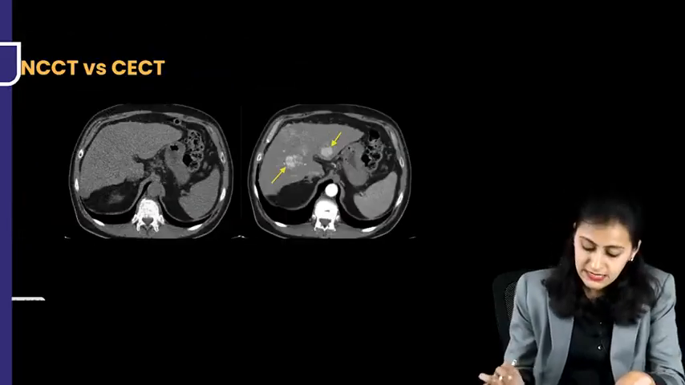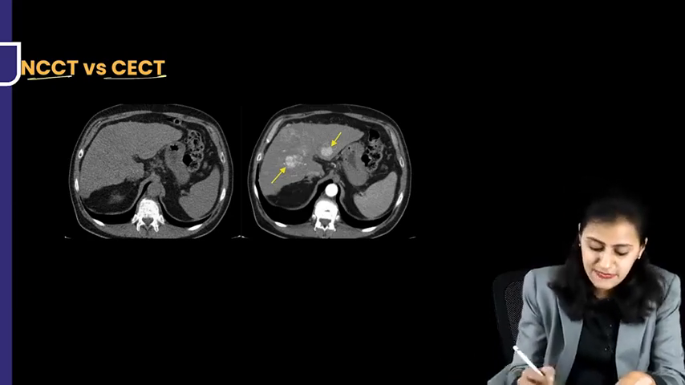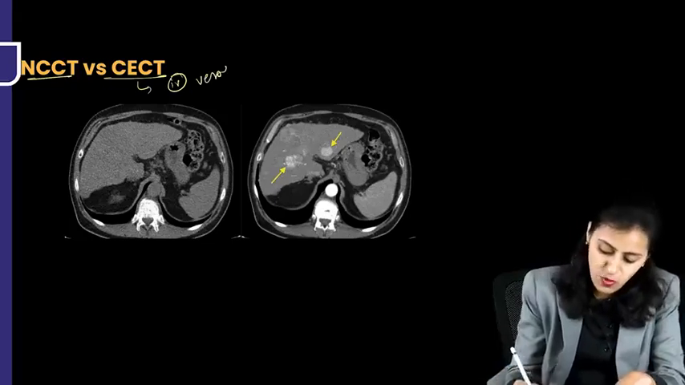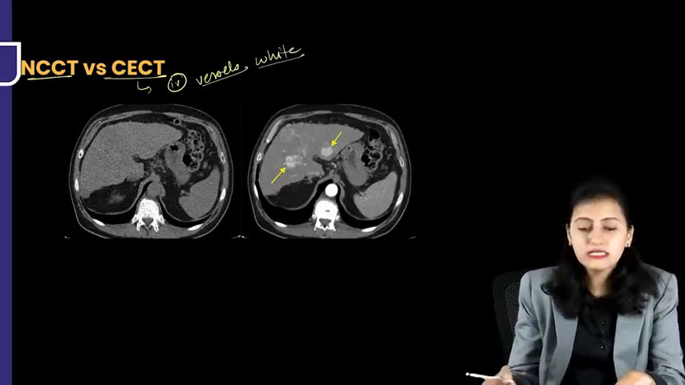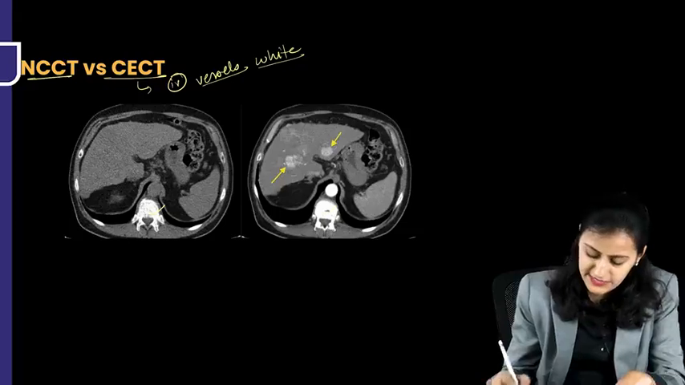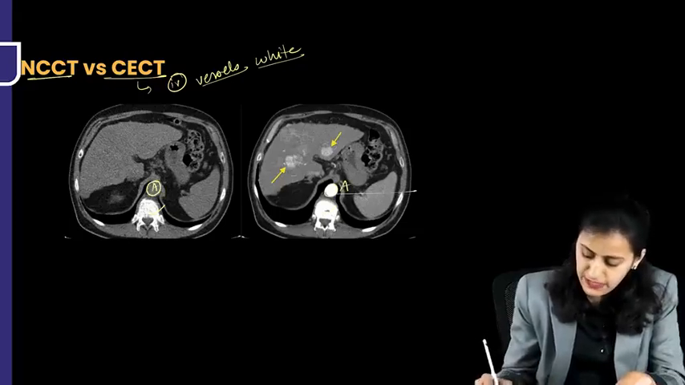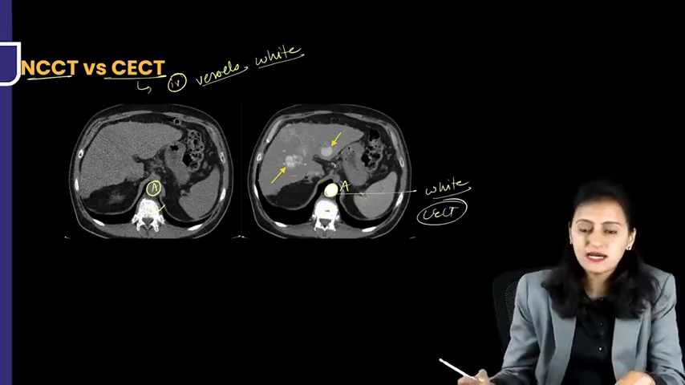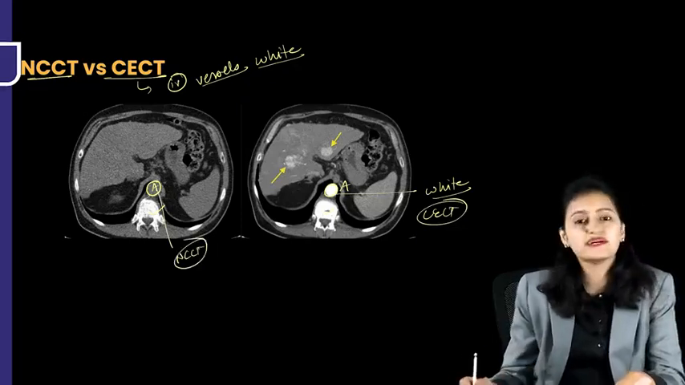Next one, how do you differentiate non-contrast CT from contrast-enhanced CT? In contrast-enhanced CT, the contrast is given IV, so it goes into all the vessels, right? So the vessels will appear white on the contrast-enhanced CT. Look at this one, the white bone, both of these are CT scans. This is the aorta, this is the aorta. Look at the aorta appearing white, and that is why this is a contrast-enhanced CT. Here the aorta is grey, so this is a non-contrast CT.